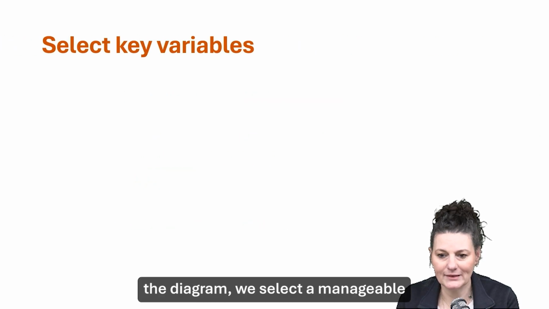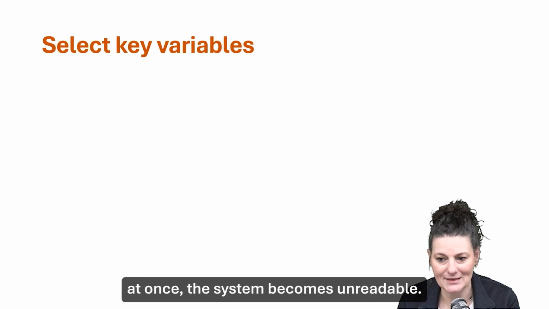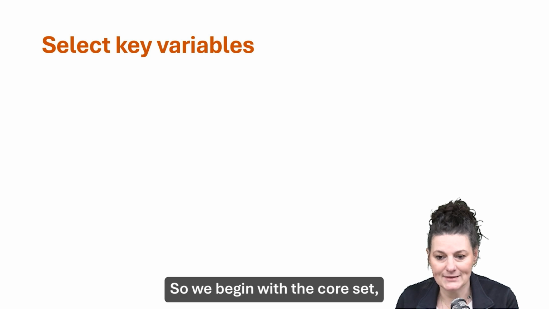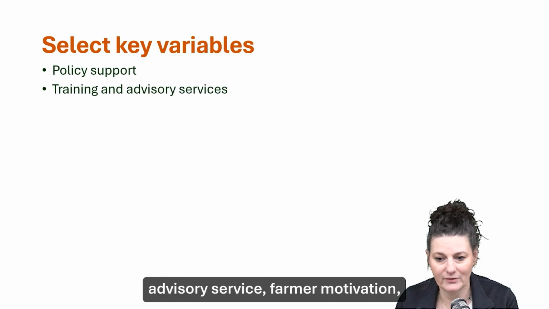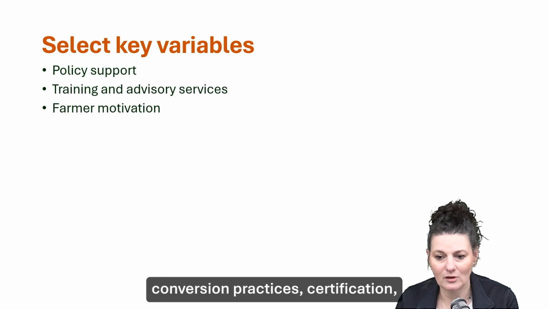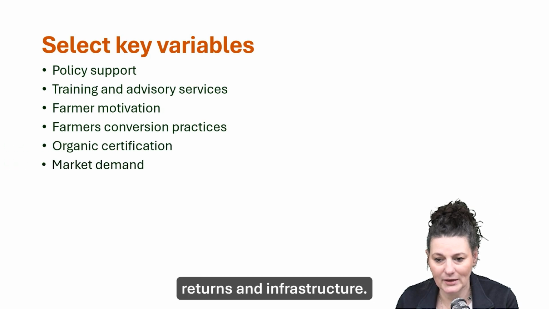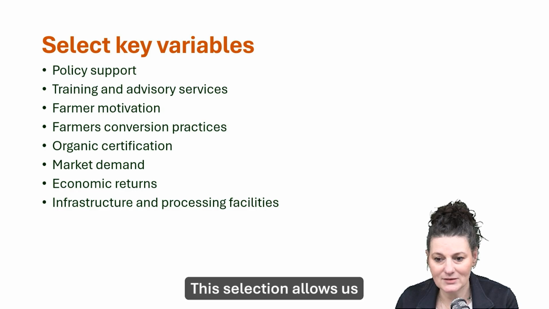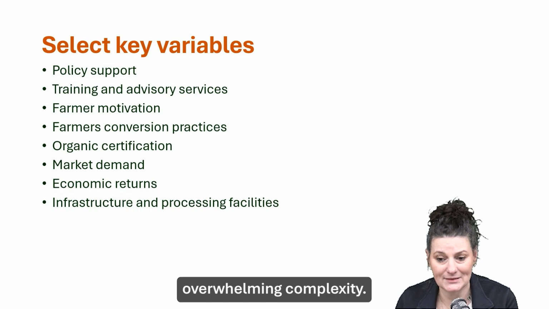So to start building the diagram, we select a manageable number of variables. If we try to include everything at once, the system becomes unreadable. So we begin with the core set, which is policy support, advisory service, farmer motivation, conversion practices, certification, market demand, economic returns, and infrastructure. This selection allows us to capture the main dynamics without overwhelming complexity.